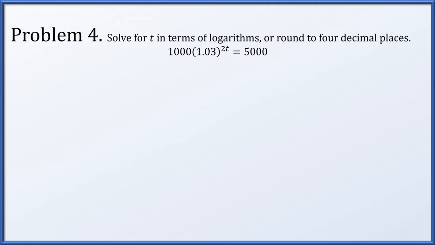In problem 4, solve for t in terms of logarithms or, round to 4 decimal places, 1000 times 1.03 to the 2t is equal to 5000. First thing to do is to divide both sides by 1000, so we get 1.03 to the 2t power is equal to 5. Therefore, simply converting to a logarithm, the exponent 2t is the logarithm, the base is 1.03, and the output of the exponential becomes the input of the logarithm, which is 5. So 2t is equal to the logarithm base 1.03 of 5. We can now divide both sides by 2, and we've solved for t.